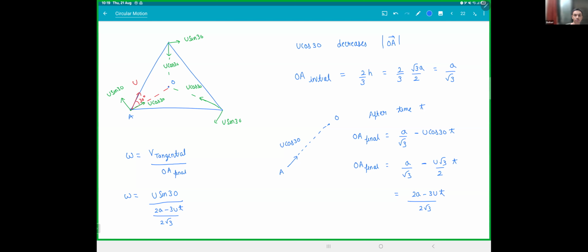Sir, how did you get that OA final? OA is a by root 3 minus u cos theta into t. Distance into time. So after time t, you will travel this much distance, u cos theta t. So subtract that from the initial distance. Right? From the initial distance, if you subtract u cos theta t, what do you get? Yes, sir. This is the initial OA, no? So after time t, you'll travel u cos theta t. So subtract that. Yes, sir.